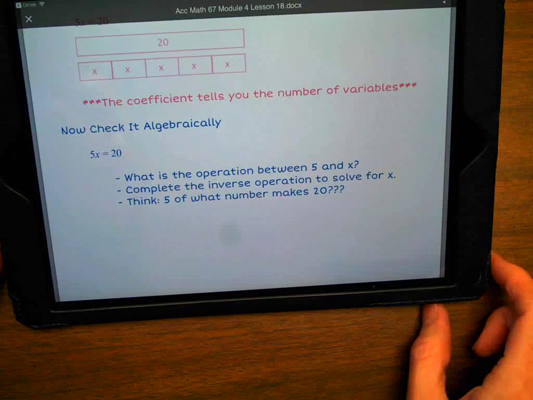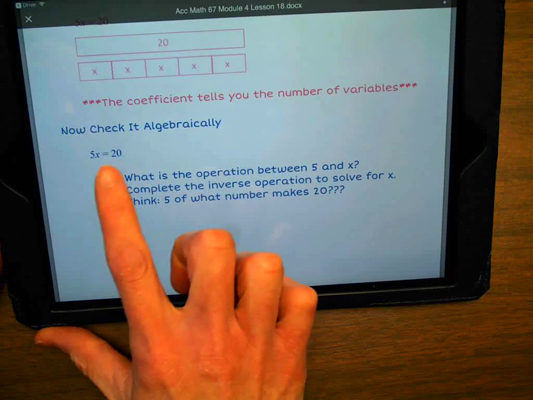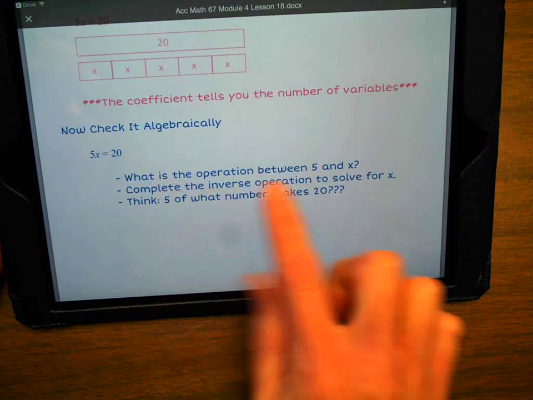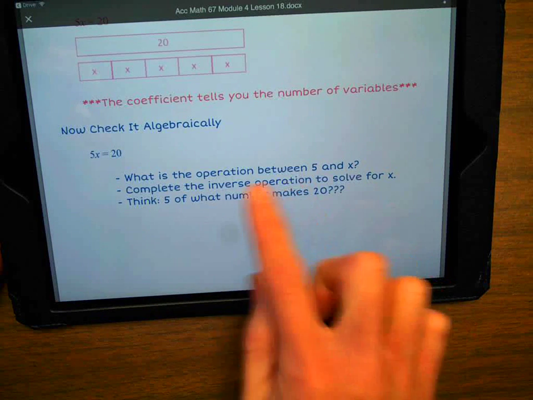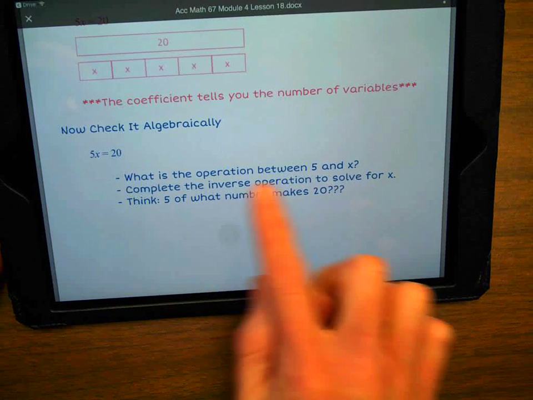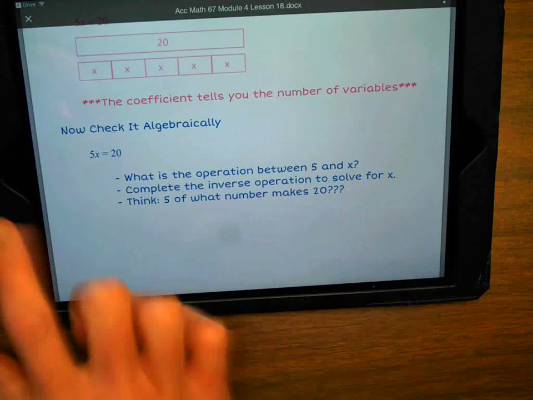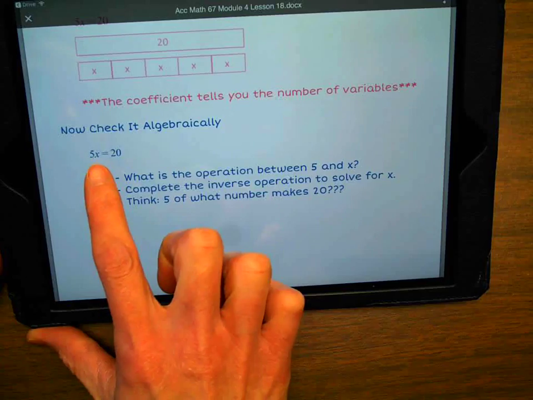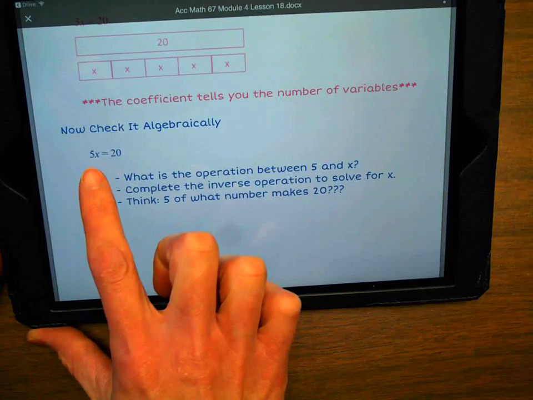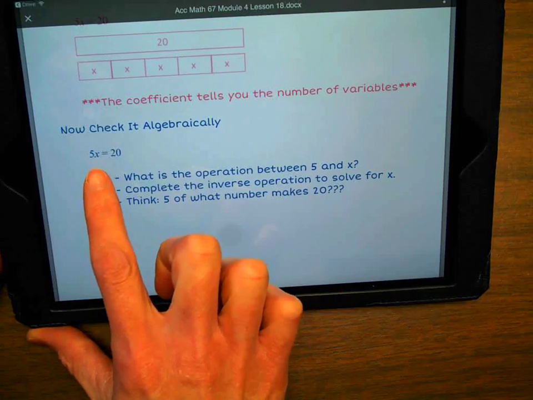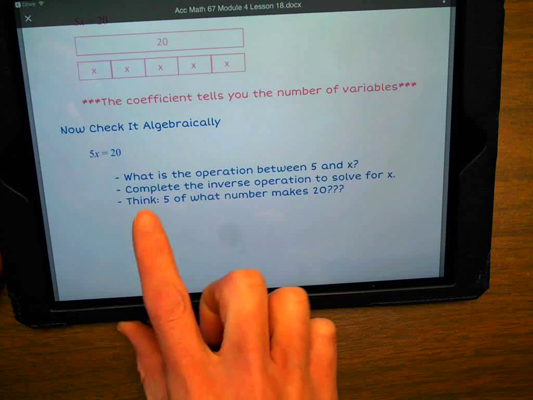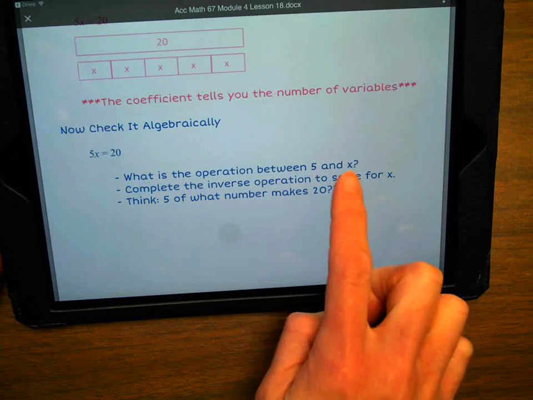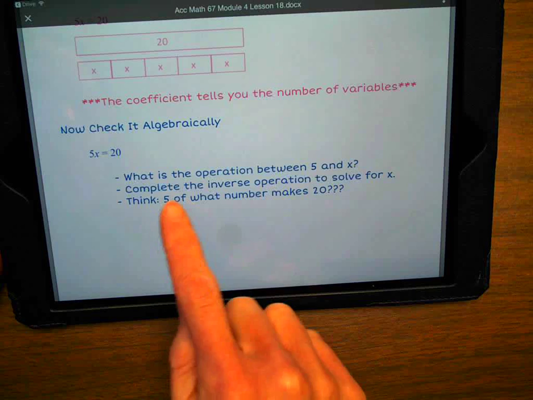To check it algebraically: 5 times what number equals 20? What is the operation between 5 and x? Well, what mathematical operation is happening when you see 5 sitting right next to x? Hopefully everybody can say that it means multiply. Very good. So multiplication is the operation between 5 and x.